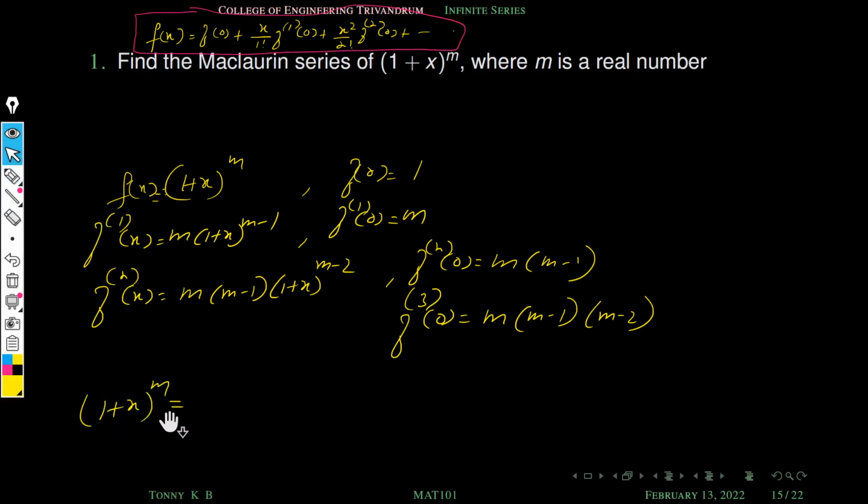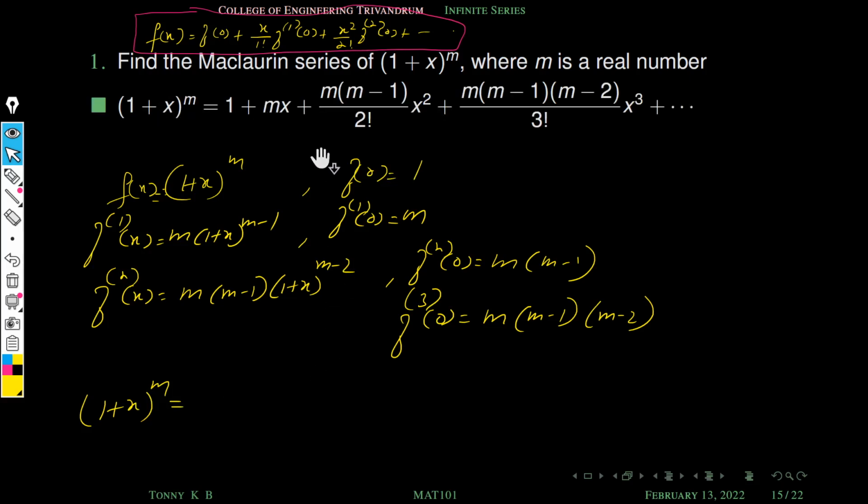So 1 plus x raised to m is equal to f of 0. Here f of 0 is 1. So 1 plus f dash of 0, here it is m, so m by 1 factorial into x, right? And plus x square by 2 factorial into f2 of 0, which is m into m minus 1. Similarly, this is the third term, x raised to 3 by 3 factorial into f3 of 0. Here f3 of 0 is m into m minus 1 into m minus 2, plus etc. So this is the Maclaurin series expansion of 1 plus x raised to m.